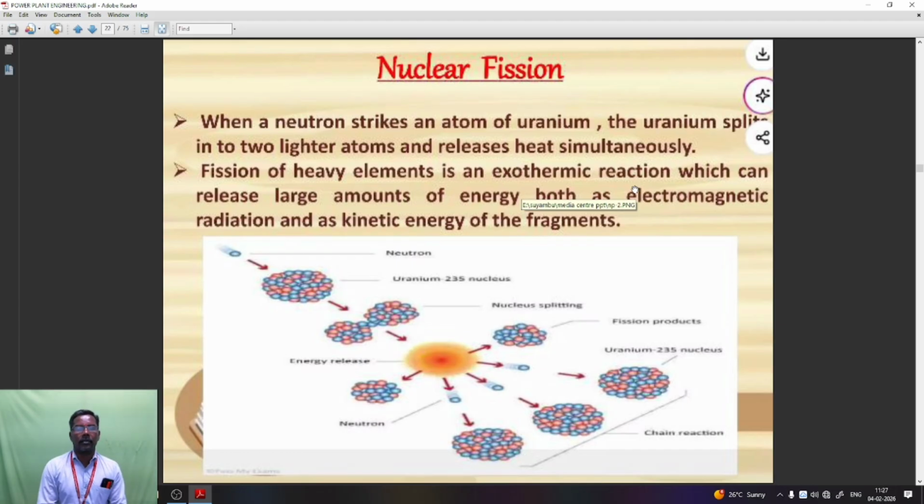Nuclear fission. This is nuclear fission. Nuclear fission involves splitting the nucleus of heavy atoms such as uranium 235 and plutonium 239, thereby generating heat, energy and neutrons.